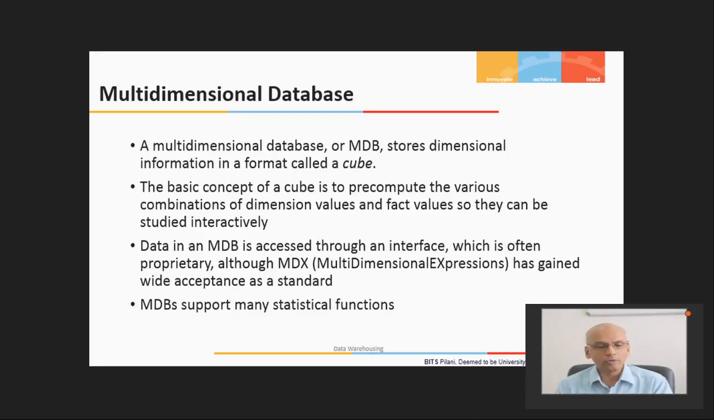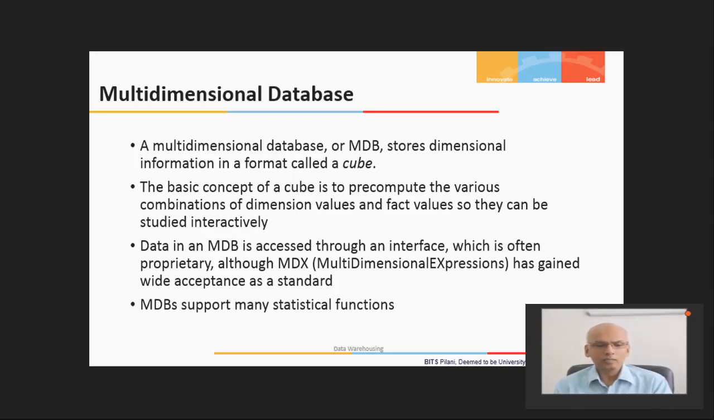So in that sense we need to do pre-computation, and the MDB data is typically accessed through proprietary interfaces. There are several vendors who have come up with their own implementations of multidimensional databases, and they provide you the interface. There was some effort made in bringing in some consistency among the interfaces, and one popular approach is multidimensional expression, which is being used by several vendors.